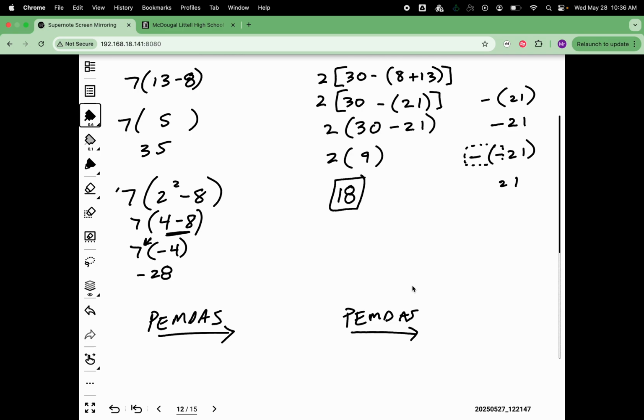Notice our goal here is to understand PEMDAS, to figure out that within the parentheses, we do the EMDAS within the parentheses, working left to right, using the MD and the AS as one process.